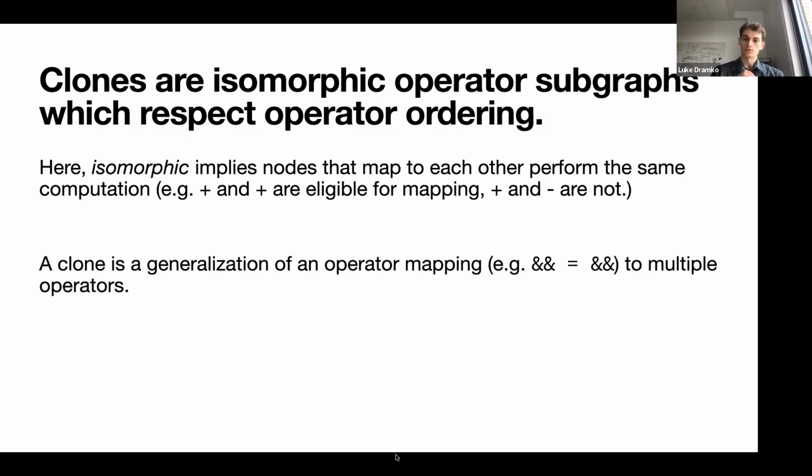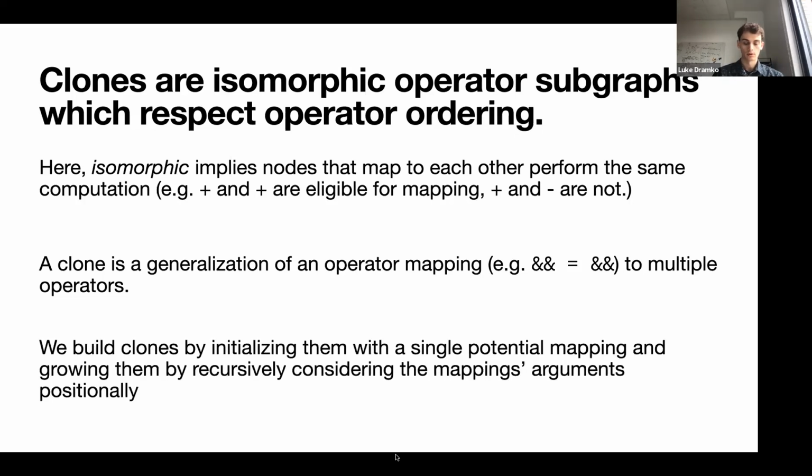Another way to think about a clone in this context is that it is a generalization of operator mapping. An example of a single operator mapping that we saw before is the ampersand. The AND operator in the generated code is the same as the AND operator in the reference. In this case, a clone can consist of multiple of these mappings inside a single clone. Now we build clones using a fairly old method, but it works very well in this case.